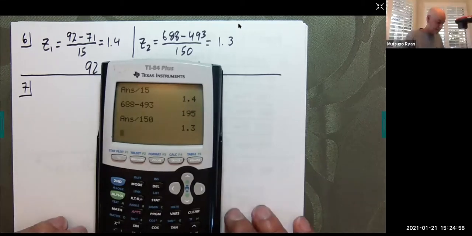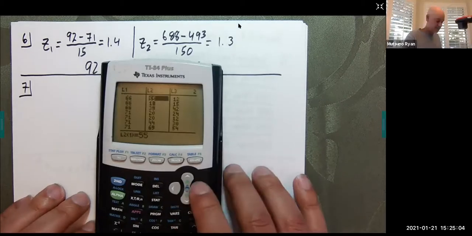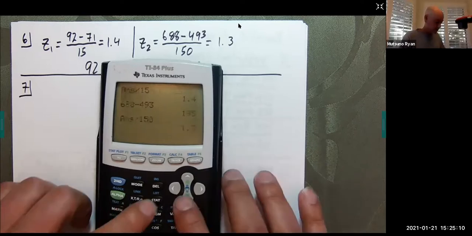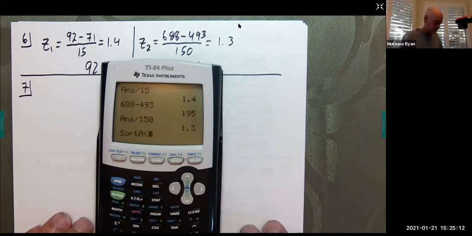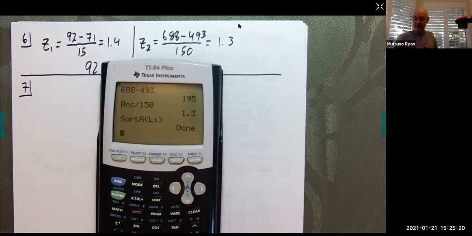So I'm going to go to stat, edit. And I want to show you list 3 is the data for this one. So mine's going to be list 3. So I'm going to go to stat again, sort. And once again, I want to sort list 3. So 2nd and 3 is going to give me list 3. Now it's in order. And I'm going to actually rewrite it in order. It'll be a little bit easier to see what I'm doing.